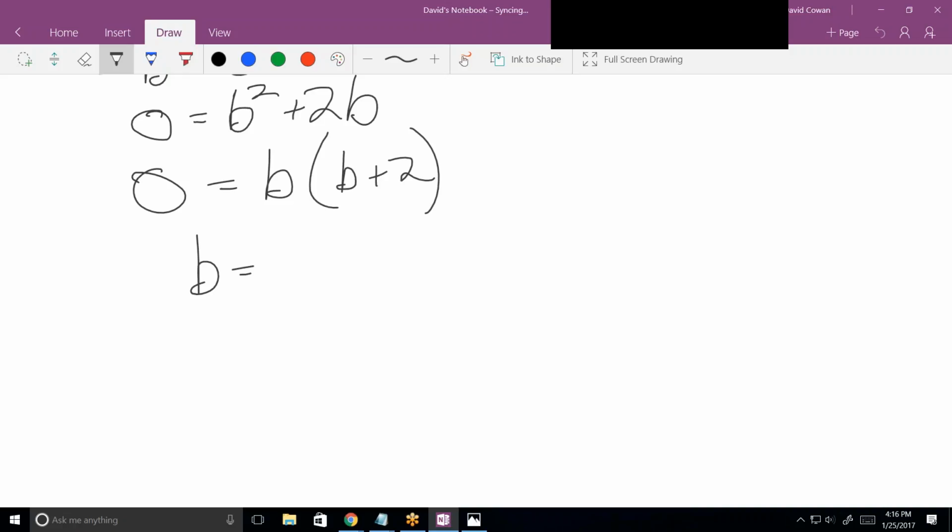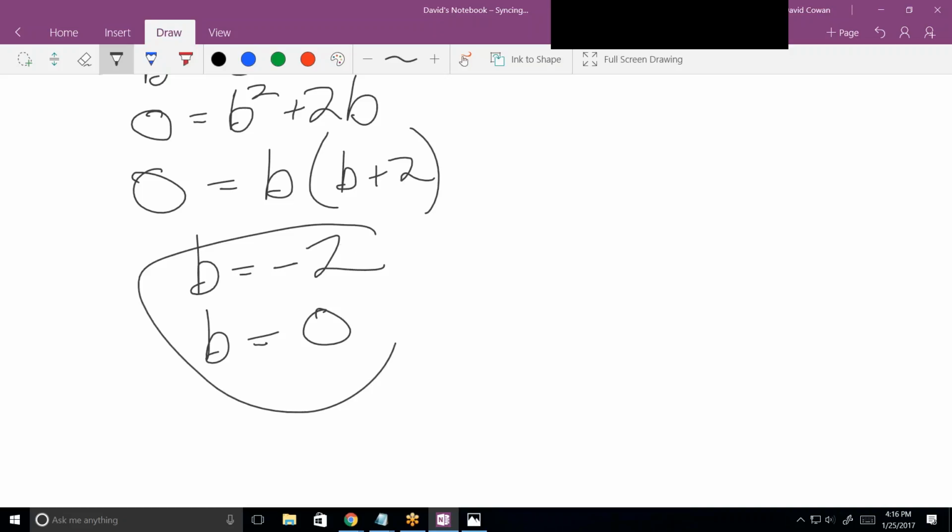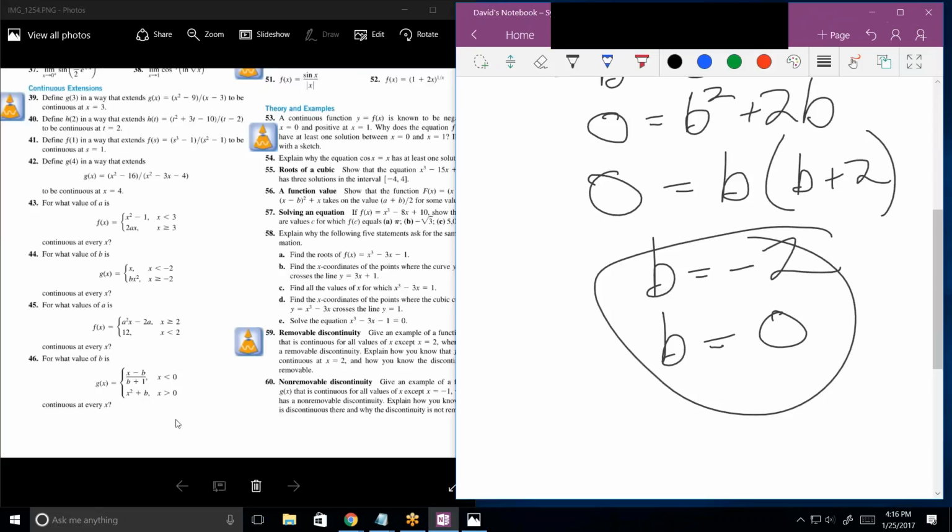-2. There's another solution that everybody forgets. And 0. Everybody never wants to consider that one. I'm not sure why, but those are your two solutions. It's kind of interesting that most people do not want to let b equal 0.